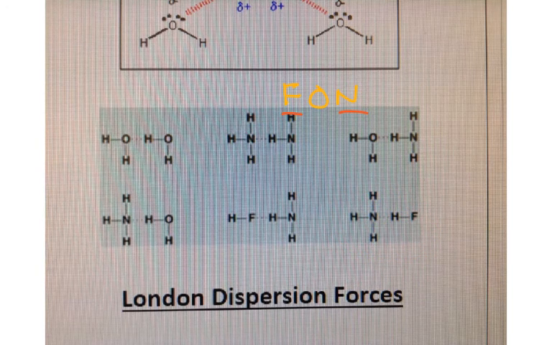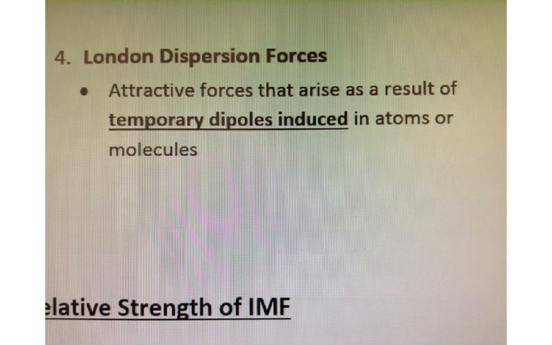These molecules would have an attraction that would exist as a hydrogen bond. All right. Another type of bond is London dispersion forces, which is an attraction force that arises from temporary induced dipoles in molecules.